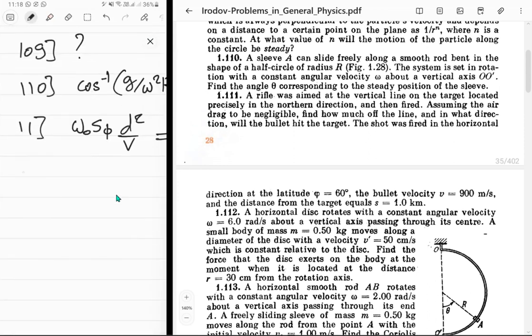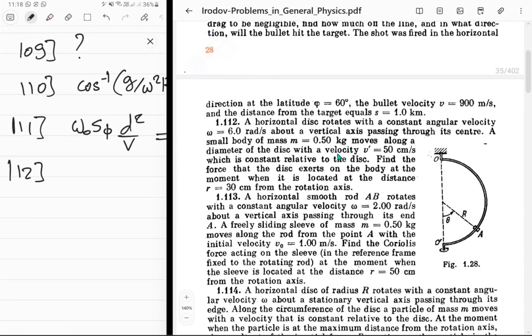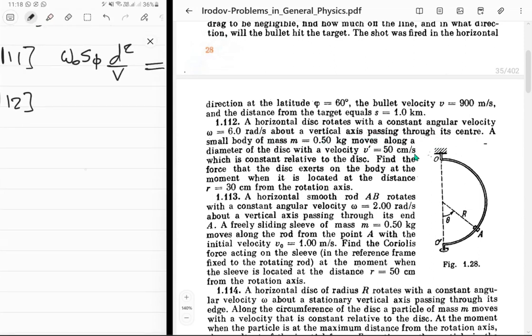Okay, let's go to 112. Oh, sorry, 111 and then 112, not 12. A horizontal disk rotates with a constant angular velocity, omega equal to 6 radians per second, about a vertical axis passing through its center. Okay, disk rotating, fine. A small body of mass m moves along a diameter of the disk.